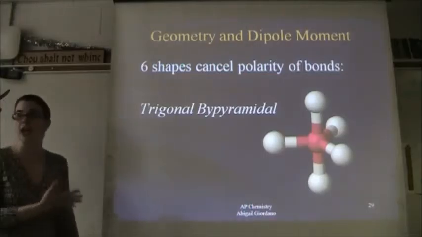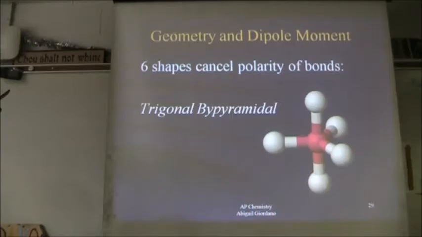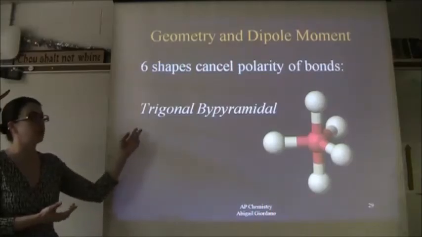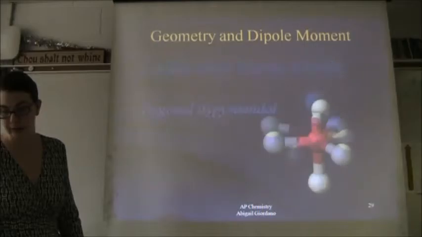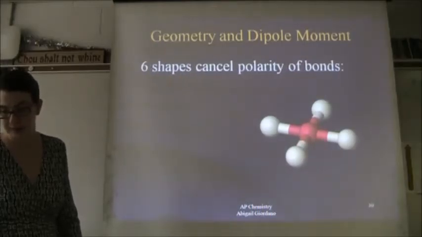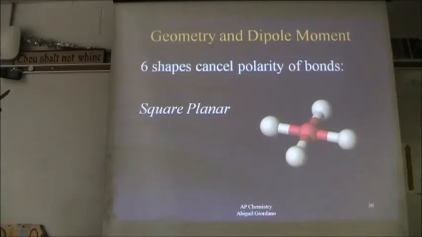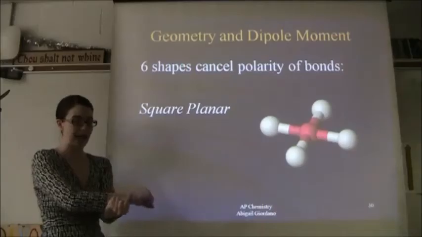Okay, that's a shape that is symmetrical. It's a shape that can cancel out the polarity of polar bonds. That's a shape most of you probably don't know. Here's another one that's probably new to most of you. It's called square planar. Not to be confused with tetrahedral. This one is flat. It's a flat X.